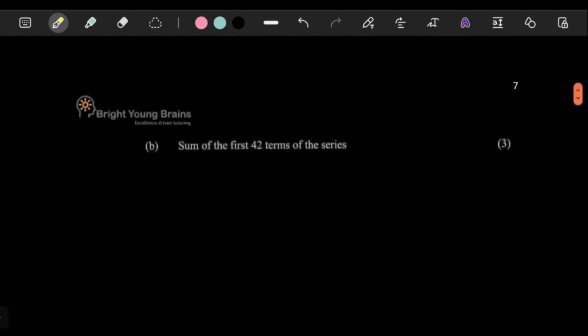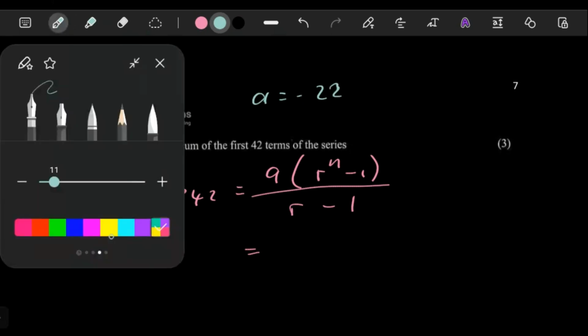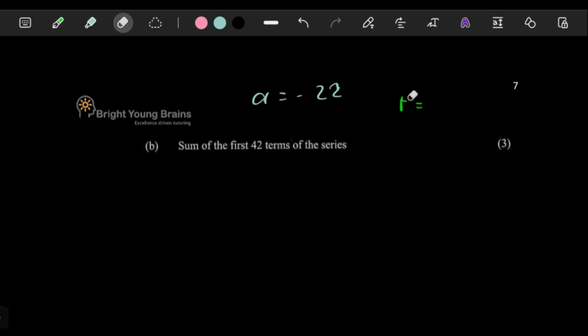This is all good. B says the sum of the first 42 terms in the series. So S42, we can use the Sn formula. The first term, we know what it is, it's negative 22. And what is this thing? R is no, these are arithmetic sequences, so we should not even be using this formula.